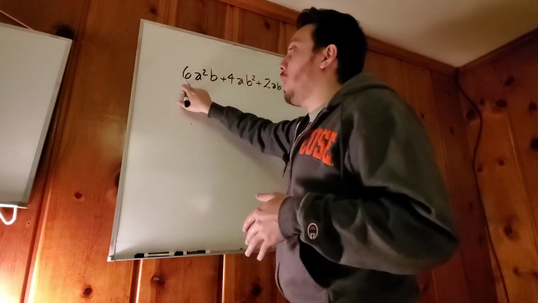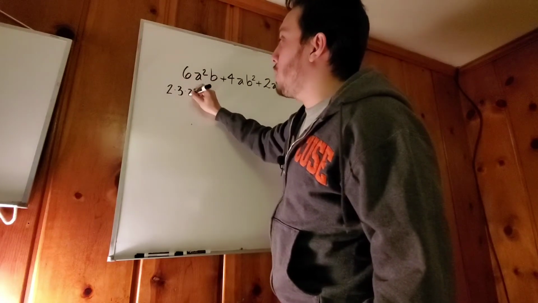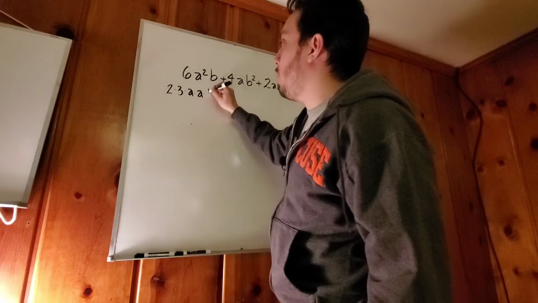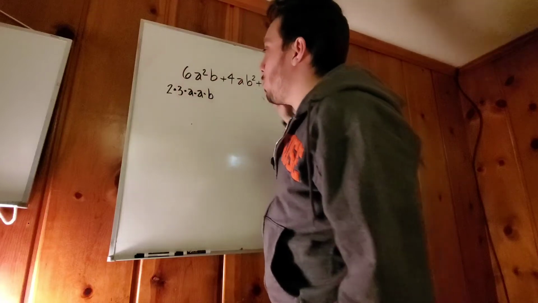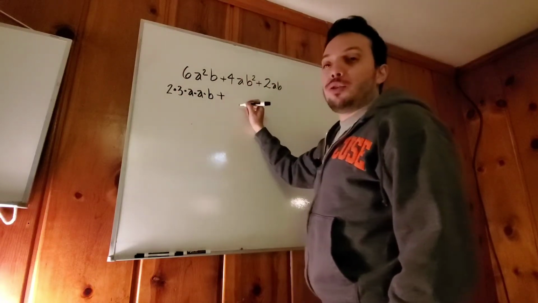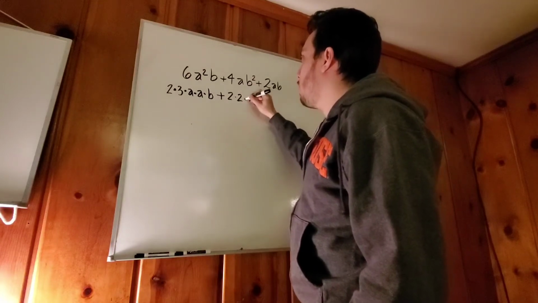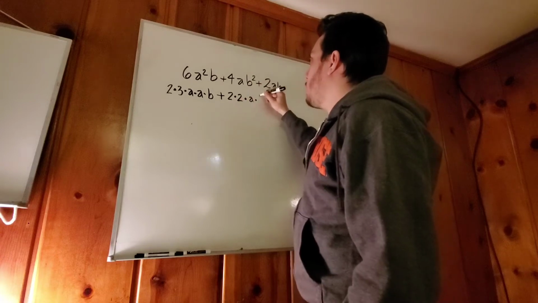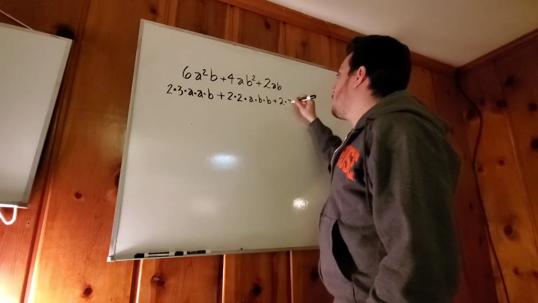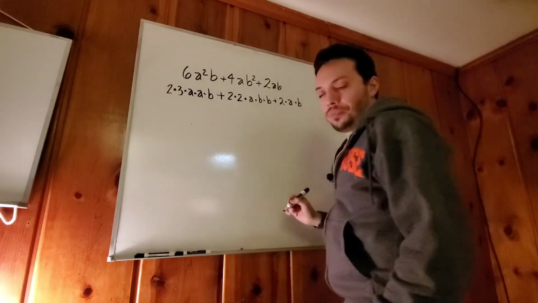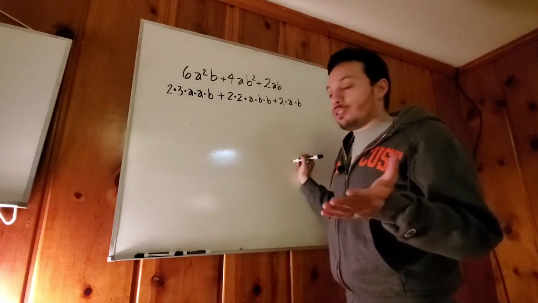factor them individually. So how do I get 6? 6 is 2 times 3. How do I get a squared? A squared is a times a, and b is b. All right, so hopefully you guys can see the dots that I'm drawing in between, which means the multiplication, plus, how do I get 4? 4 is 2 times 2. A is A. And B squared is B times B. Plus 2 times A times B. Okay? Hopefully you guys understand that.